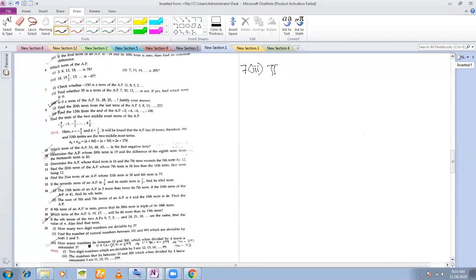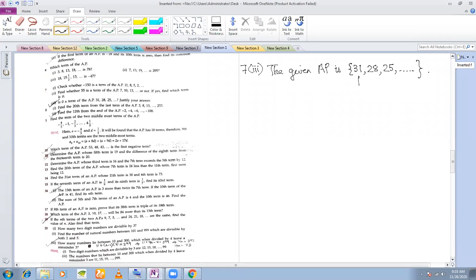So the given AP here is 31, 28. Now this is a very important problem, so please try to understand it. This is your given AP. The question is: is 0 a term of this AP? Just by looking at it, can you tell me, can 0 be a term?